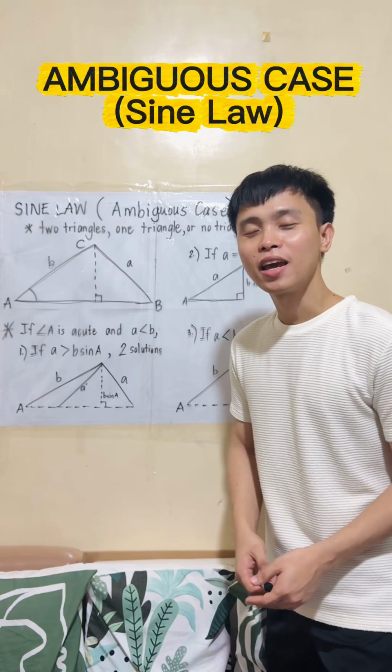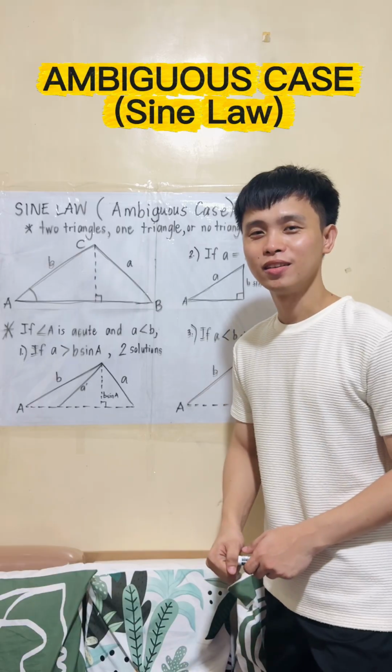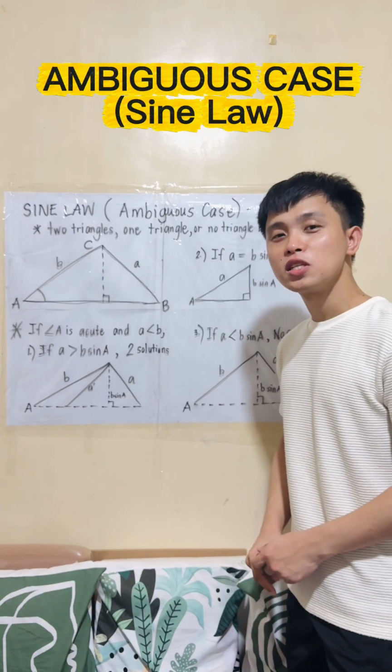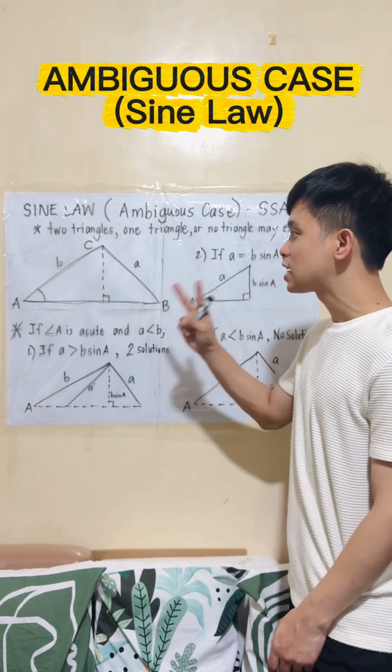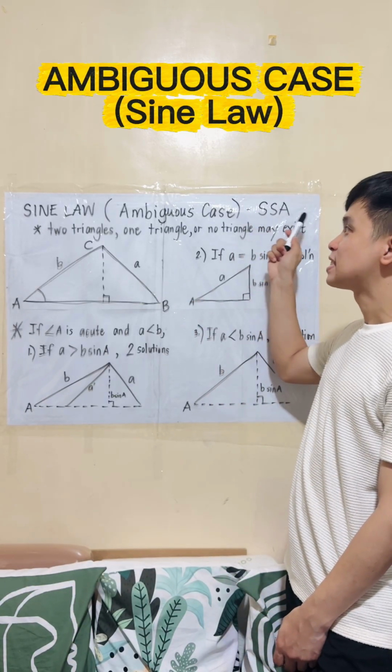Hi, this is Sir Mark, and for today, we're just going to continue our discussion with sine law. An ambiguous case occurs when a triangle is given with two sides and a non-included angle. So that stands for SSA.